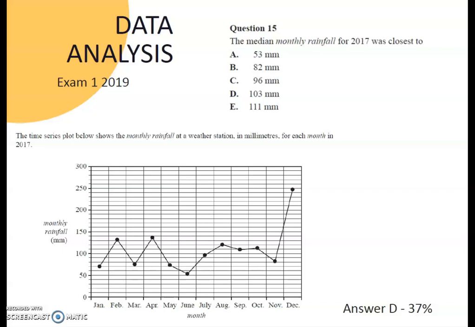Or we can simply say, well, there's 12 points. The median is going to be in between the number 6 and number 7 point. And if we start from the bottom and work our way up, we're working from the smallest value up to the largest value, or vice versa from the top down. But we want to find that 6th and 7th point and work out where the middle of those two values is.